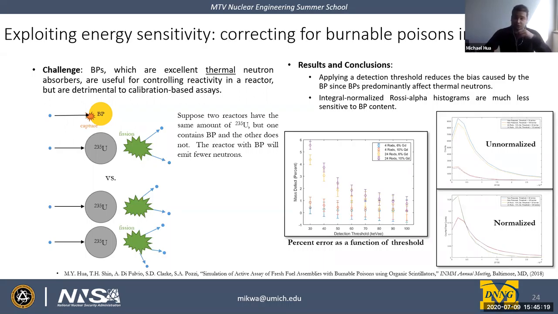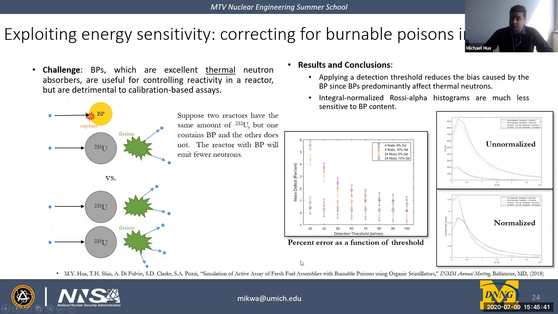So if I measure the same reactor, one with burnable poisons and one without, it's going to say that the reactor with burnable poisons is missing material. And if I'm trusting the operator to tell me what the burnable poison content is, the operator could just lie to me and I would never know. So we wanted to find another method.